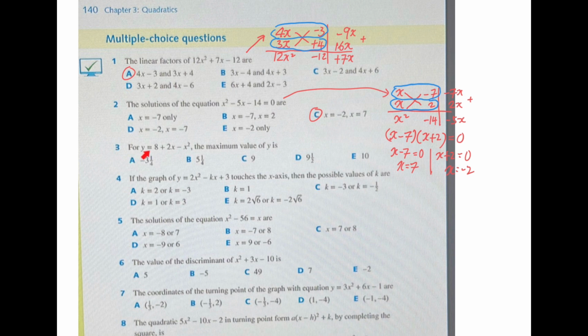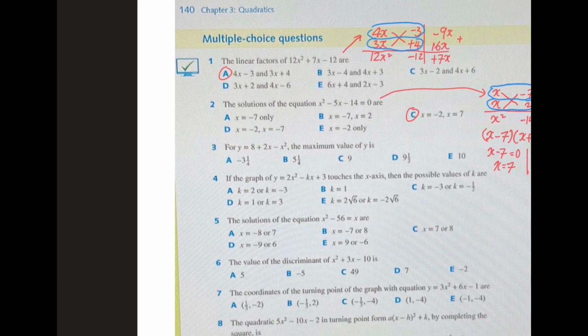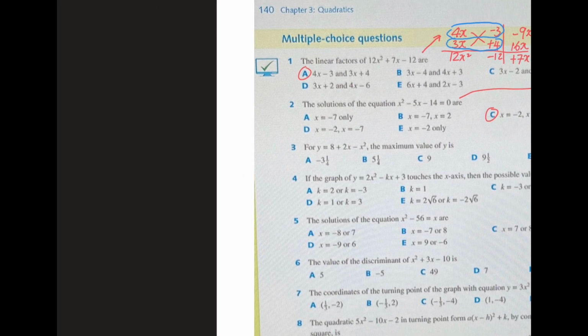Now question 3. For y equal to 8 plus 2x minus x squared, the maximum value of y is... Okay, so you want to find the maximum value, right? So we have to do completing the square. Okay, so I do it on the side here. Question 3.